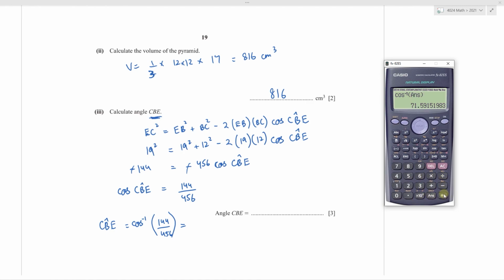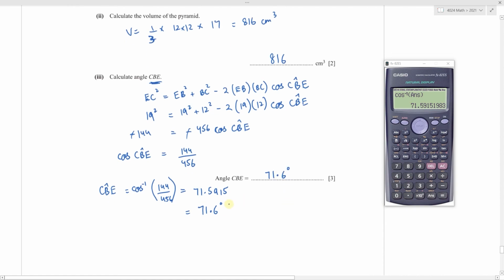Let's calculate that. 144 divided by 456, and then cos inverse. This is 71.5915, and up to one decimal place I can write it as 71.6 degrees. So your angle CBE is 71.6 degrees. So this is the end of paper 2 variant 1 for October November 2021.